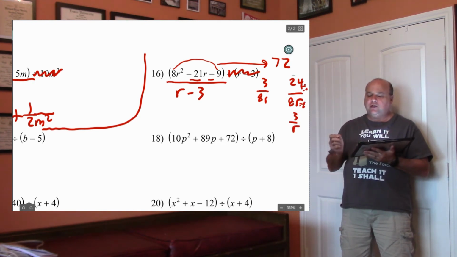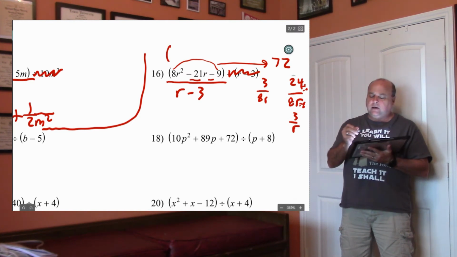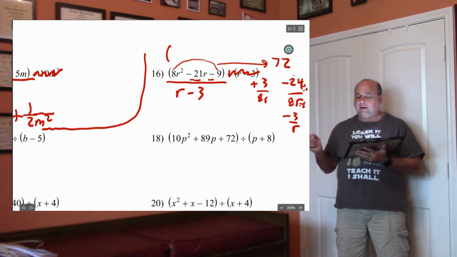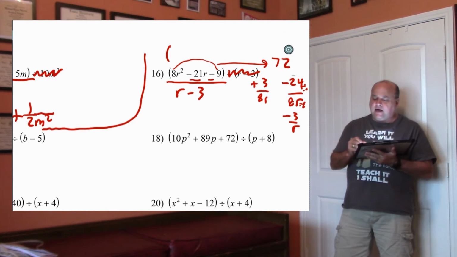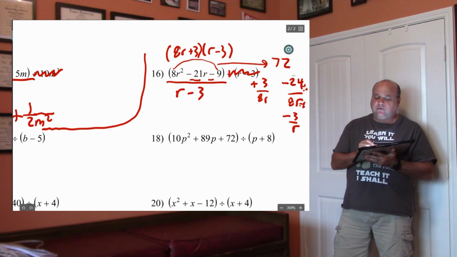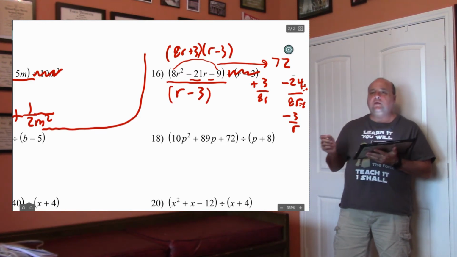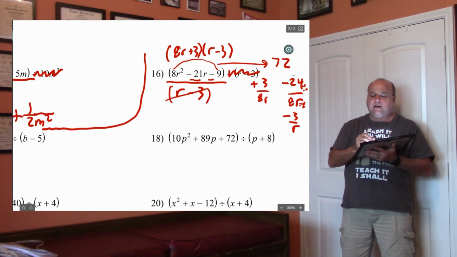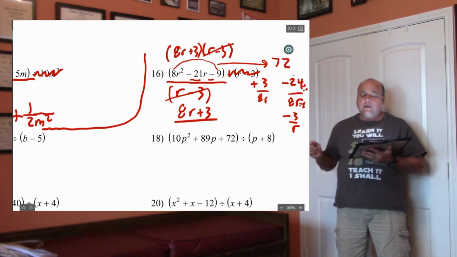This right here turns into my parentheses. So I get, and let's see, what do we do? I'm sorry about this, but we need a negative 24 and a plus 3, don't we? Sorry about that. So I'm going to have 8r plus 3, and then I'm going to have r minus 3. Notice that the r minus 3 is on the top and the bottom. This is going to happen every single time. So the r minus 3 cancels out, and you'll have 8r plus 3.